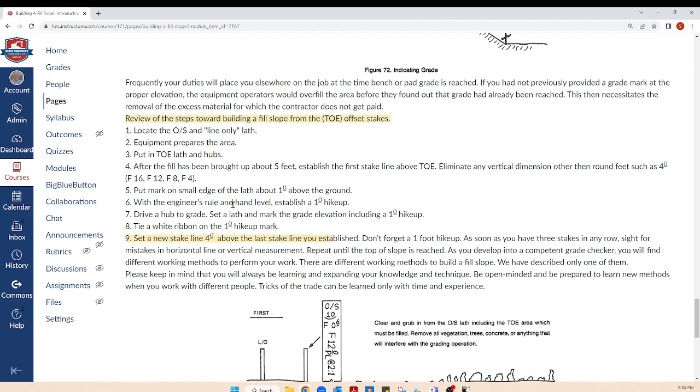With the engineer's rule and hand level, establish a 1 foot hike up. That's when I said just walk up there and put a mark on it, take a shot at it. If it reads 4.8, then you need to move it 2/10. Move the mark 2/10, and it'll read 5 foot. Drive a hub to grade. Set a lath and mark the grade elevation, including the 1.